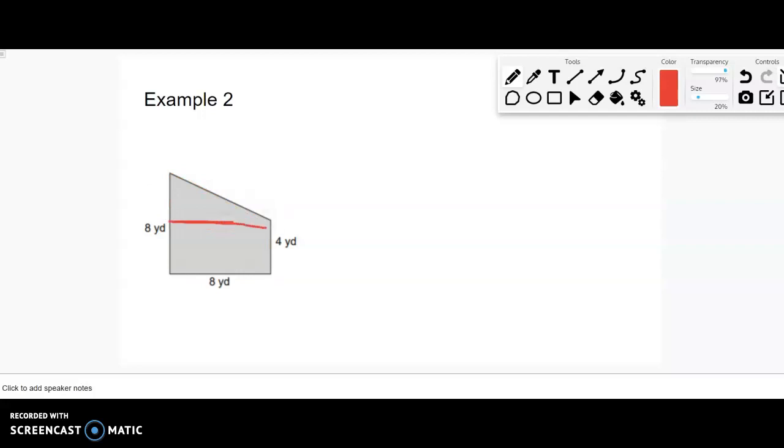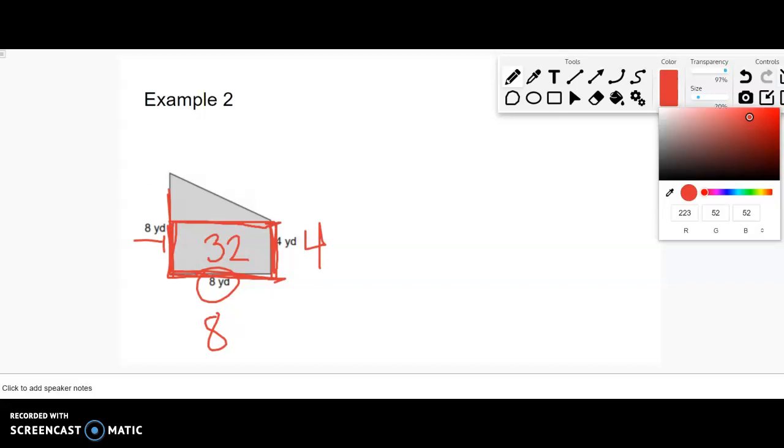So I'm going to say, okay, do I know how wide this rectangle is? Yes, 8. That's the whole thing right there. Do I know how tall it is? Well, this 8 is talking about the whole height, so it's not 8. But on the other side, it does tell me that from here to there is 4. So I know that that is the height of the rectangle. How do I find the area of a rectangle? Length times width, 8 times 4, I get 32. Now let's look at that triangle.